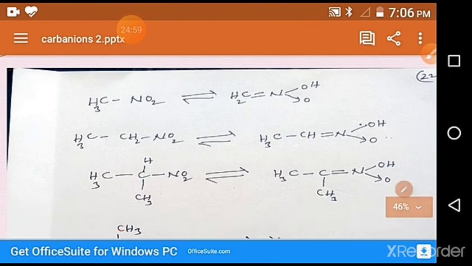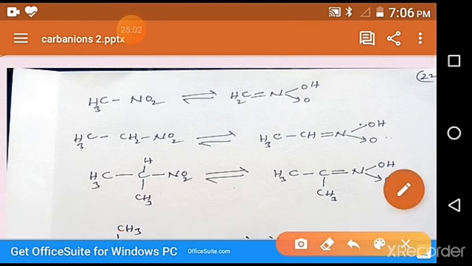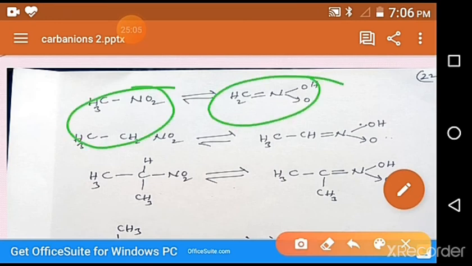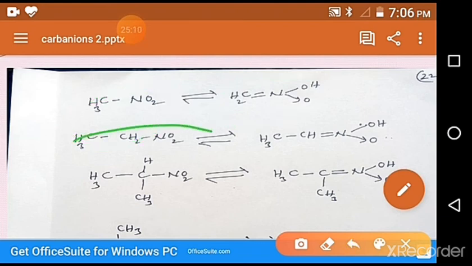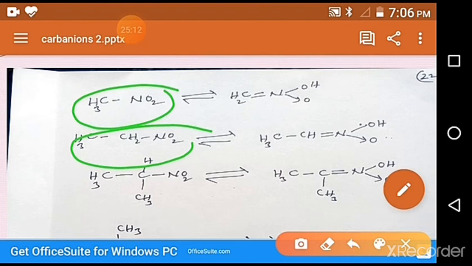Nitromethane, nitroethane. This is nitromethane. This is nitroethane. These two are primary nitrohydrocarbons. These two have alpha hydrogens. Nitromethane has 3 hydrogens, nitroethane has 2 hydrogens. That's why they exhibit tautomers.